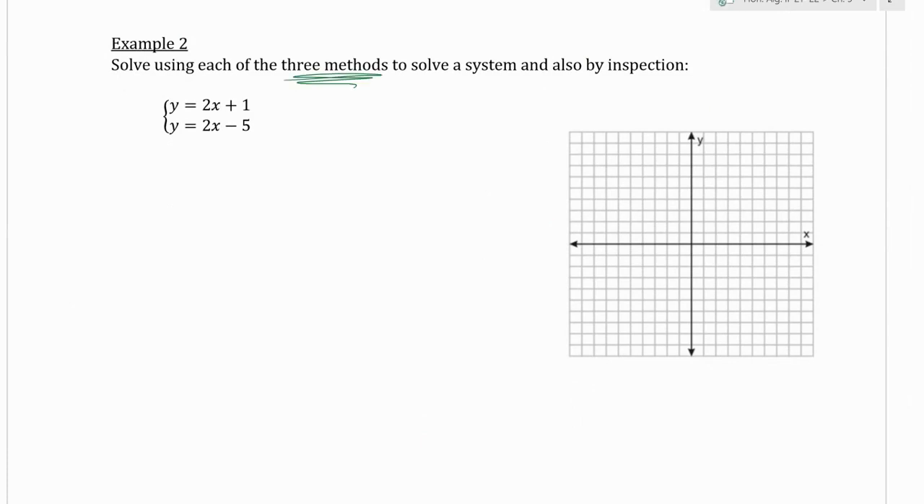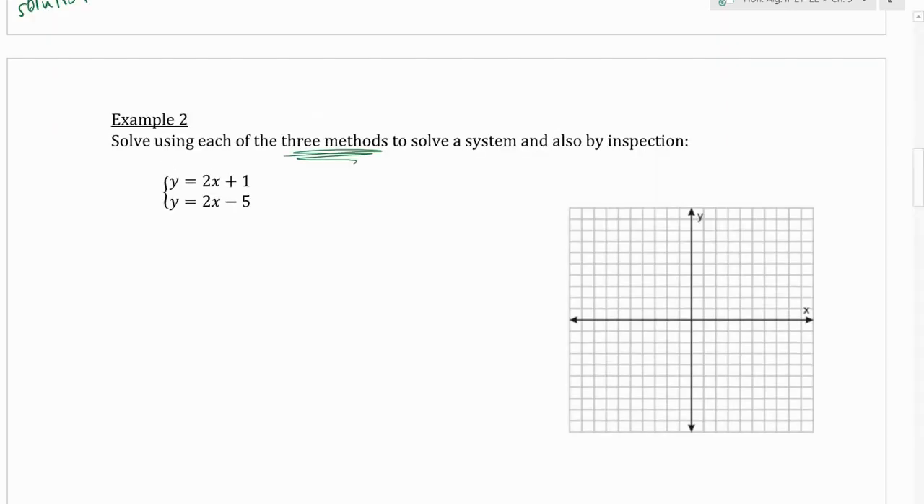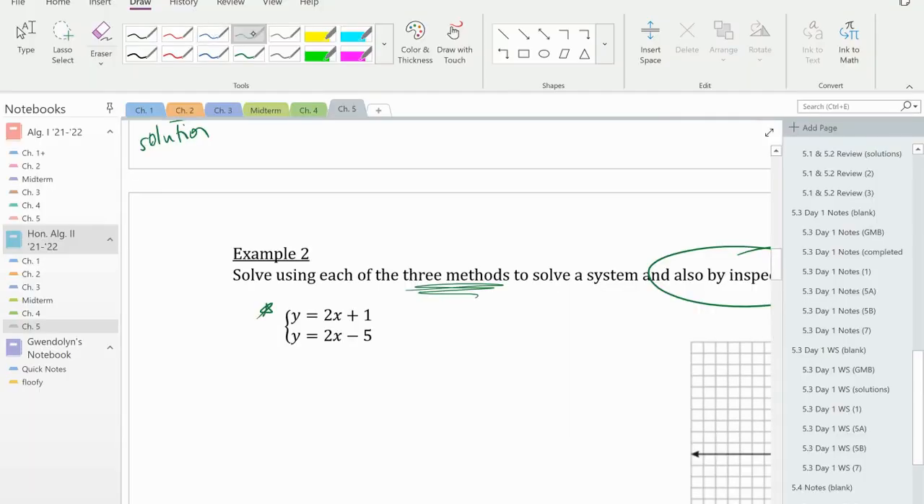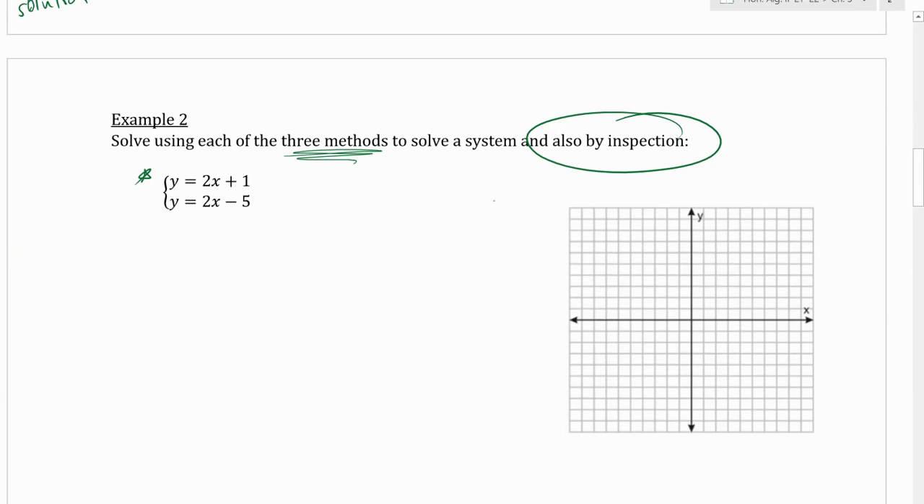Okay, so here's, oops, they're too close to the top. It won't let me write on it. So here's the first line. I'll do it in green. And I'm going to do all 3 methods. Oh, I guess I should keep the green. Okay, so first, here's the solution by graphing.